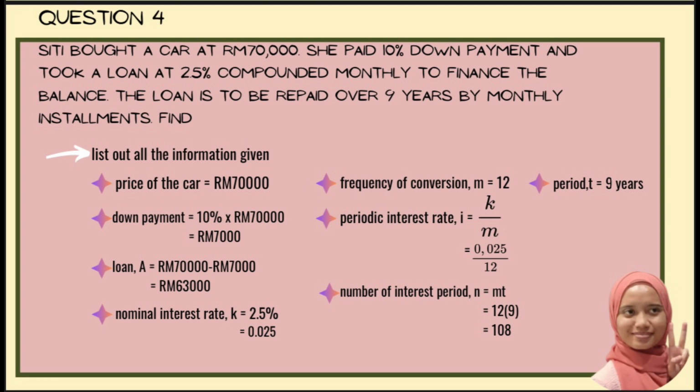Next, nominal interest rate, which is K, we get 0.025. Frequency of conversion, which is M, we get 12 because it said compounded monthly. Periodic interest rate, which is I, K over M, we will get 0.025 over 12. Number of interest period, which is N, we got 12 multiplied by 9, we got 108. And lastly, the period, which is T, we got 9 years.